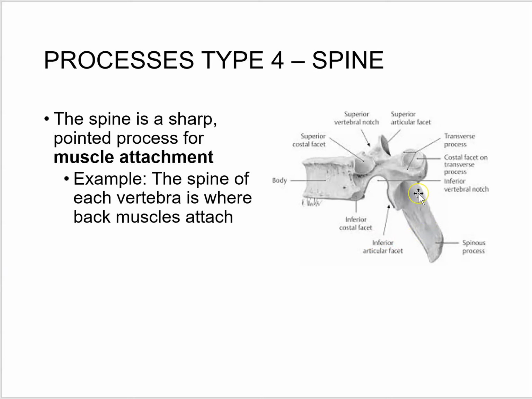Your vertebrae, if you have ever felt the bumps of somebody's spine, what you are actually feeling is the spinous process of those vertebrae. Or if you have felt somebody's shoulder blades before, you are actually feeling the spine of the scapula. So you're feeling a very sharp outcropping of that particular bone, and it's for muscle attachment. We're going to attach muscles here that will allow for movement.